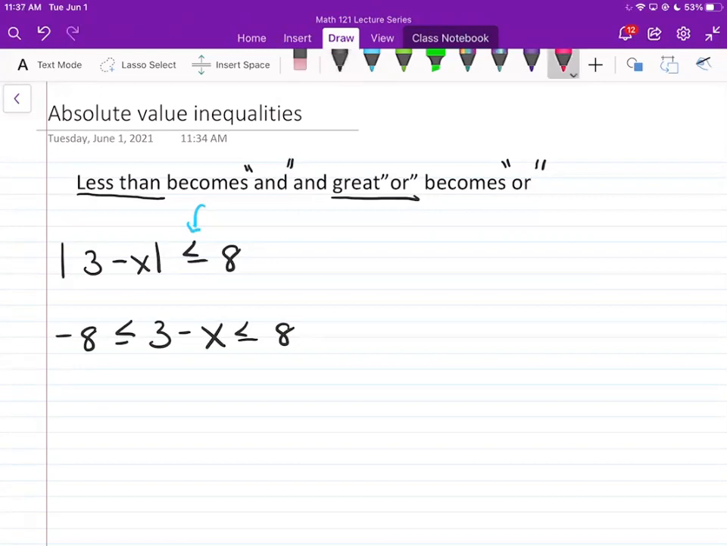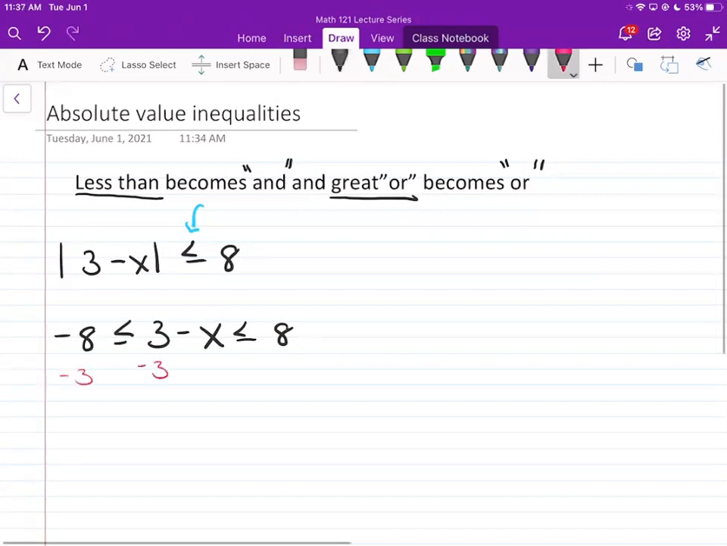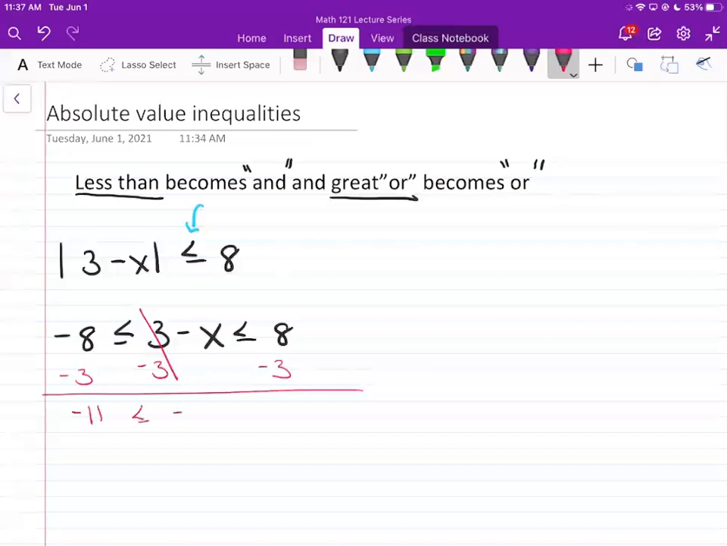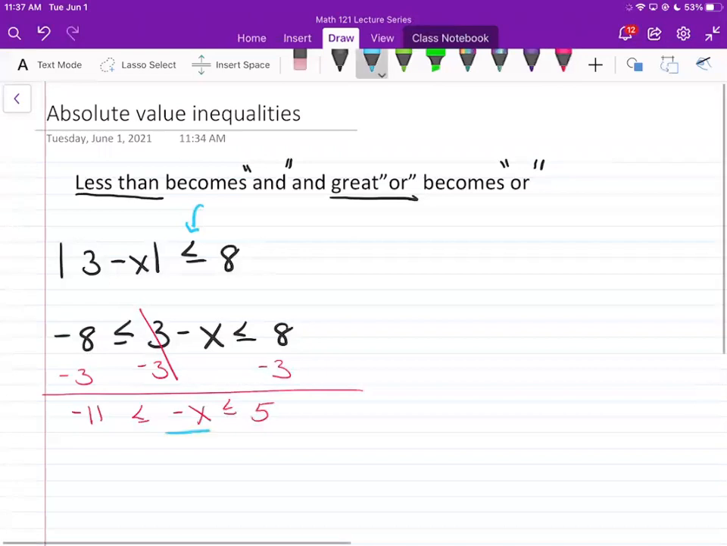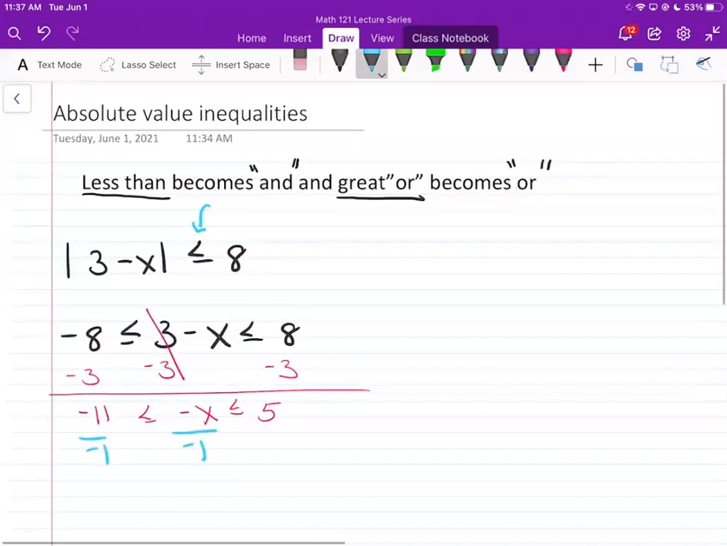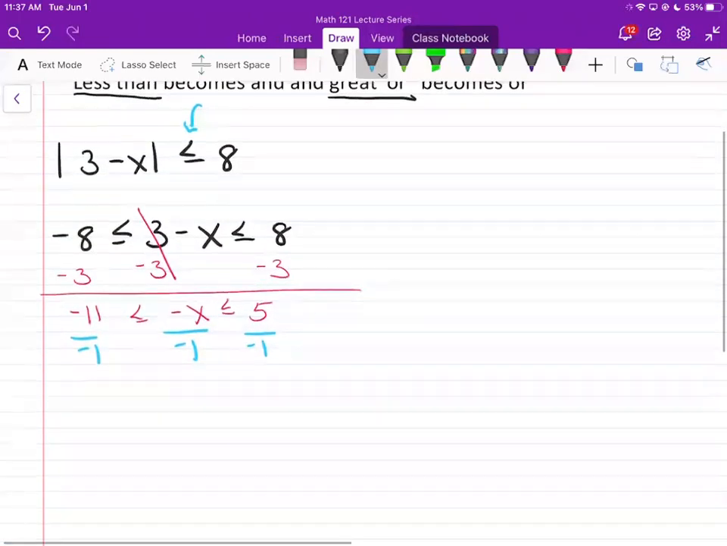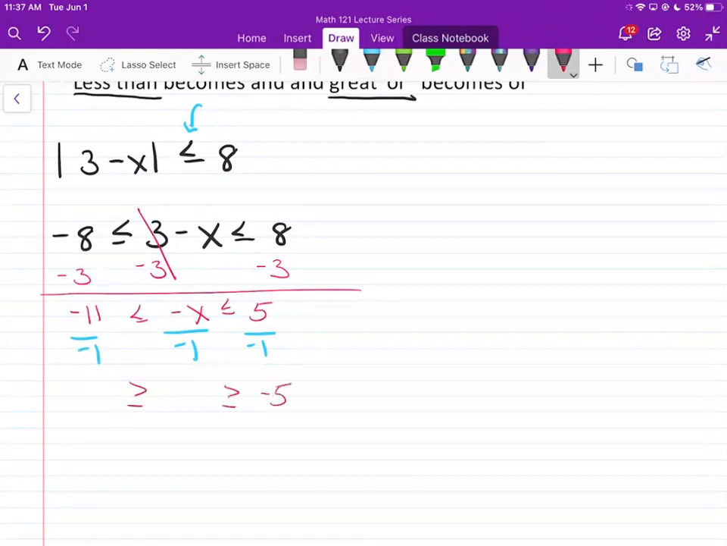Now we will solve as we would previously. I'm going to subtract 3 from both sides, or all the sides in this case. -8 minus 3 becomes -11 is less than or equal to -x less than or equal to 5. Don't forget here I'm dividing by a -1. And when I divide by a negative, I have to flip my inequalities. So these are going to flip, and this is going to become 11 is greater than x is greater than or equal to -5. But we like numbers to go in order, so I'll simply rewrite this.